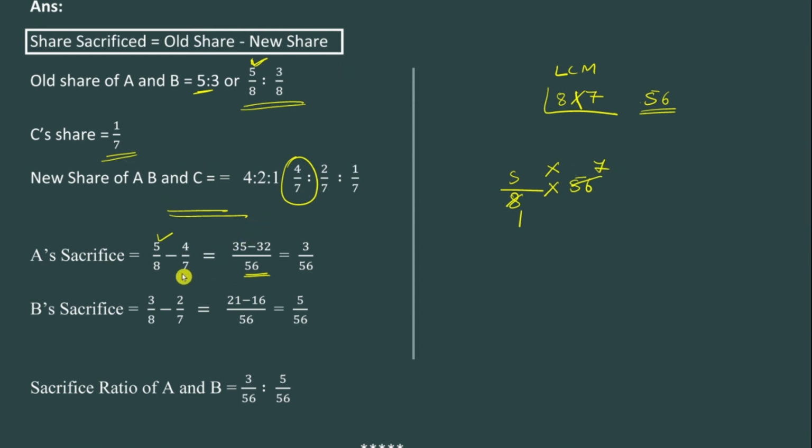You have to do the same thing for the second fraction, 4/7, into 56. Now divide 56 by 7, you get 8, right? So 8 into 4 is 32. If you subtract now, you get 3 in the numerator and 56 as usual in the denominator.